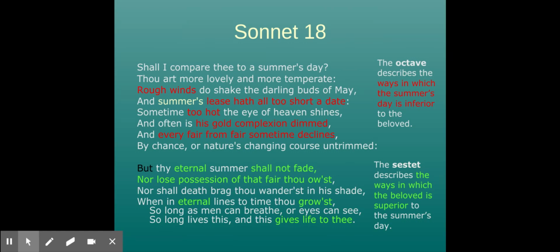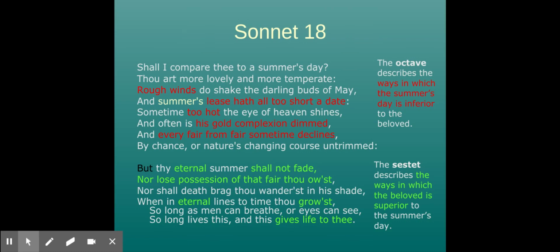So the sestet, the 6 lines, describes the ways in which the beloved is superior to the summer's day. So both of these are in praise. One of them does it by showing how summer's inferior, and the next set shows how the lover's superior. So the focus goes from summer in the first 8 lines to the same theme, but the focus is going to be on the woman instead.